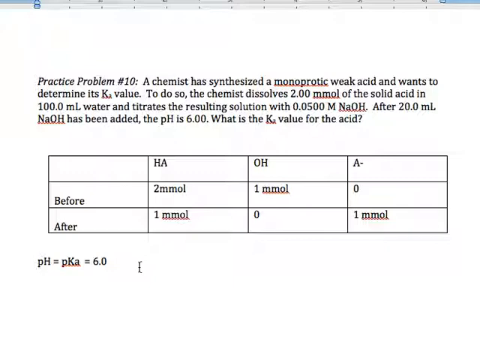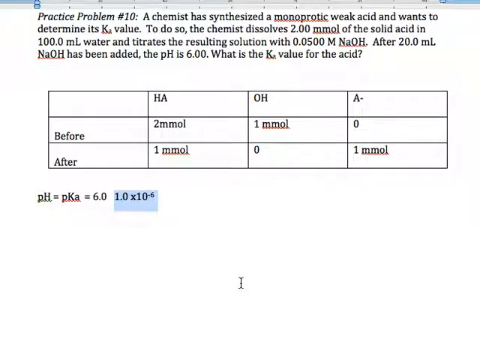So remember to take this back out because we're looking for the Ka of the acid. We're going to take 10 to the negative 6 to figure this out. So our Ka is 1.0 times 10 to the negative 6th. I hope that made sense. Please let me know if it didn't, if you need some more assistance with this.